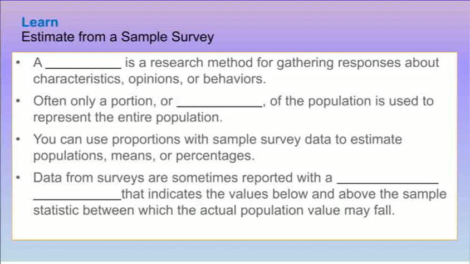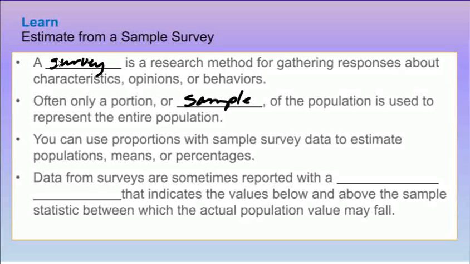Next part is just dealing with surveys. So we're doing an estimation from a sample survey. So a survey is a research method for gathering responses about characteristics, opinions, or behaviors. Often only a portion or a sample of the population is used to represent the entire population. Just because you won't be able to get every single person to take the survey, so you just get a sample of people that you want to get a survey of.